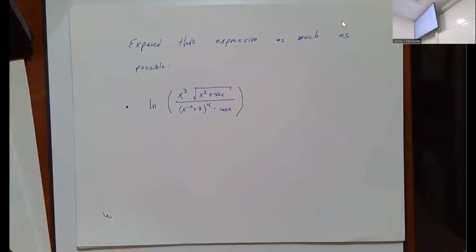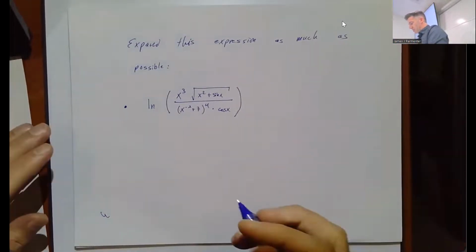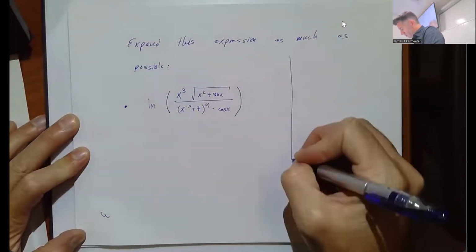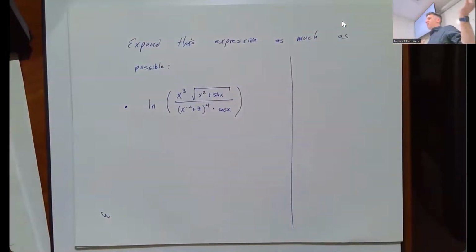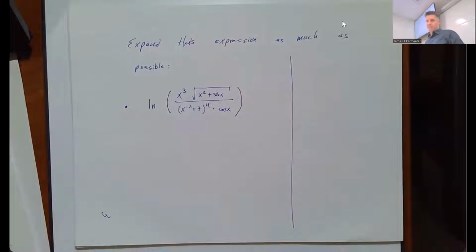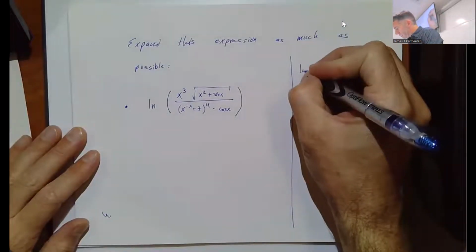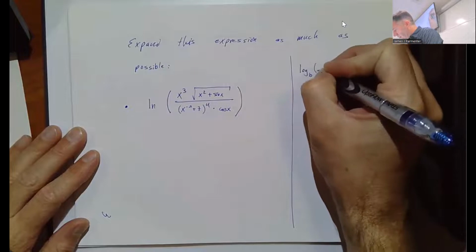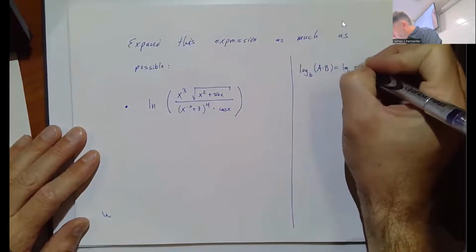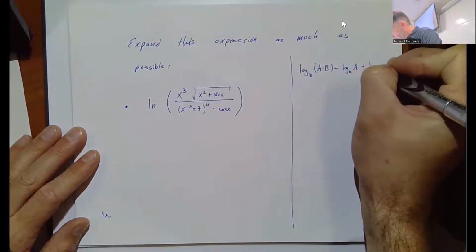So when we want to expand a logarithmic expression, sometimes we're not very clear about what we mean. But what I should say is we're using the following rules. There's kind of three main rules for dealing with logarithms, and it can really be any base, log base b. So log base b of a product is equal to log base b of a plus log base b of b.